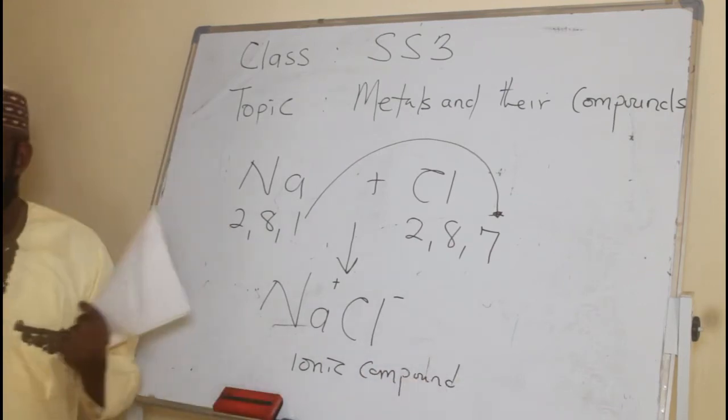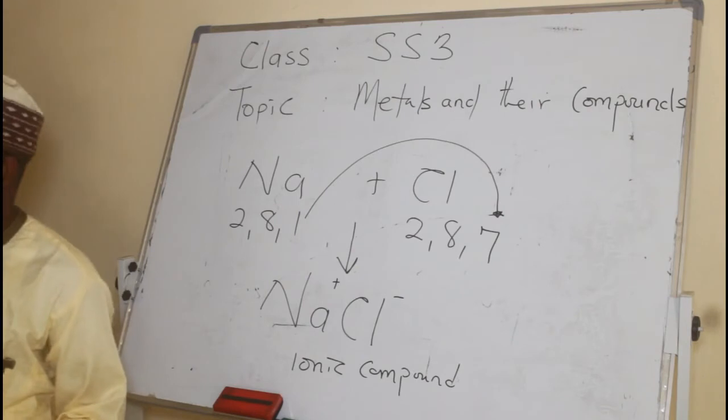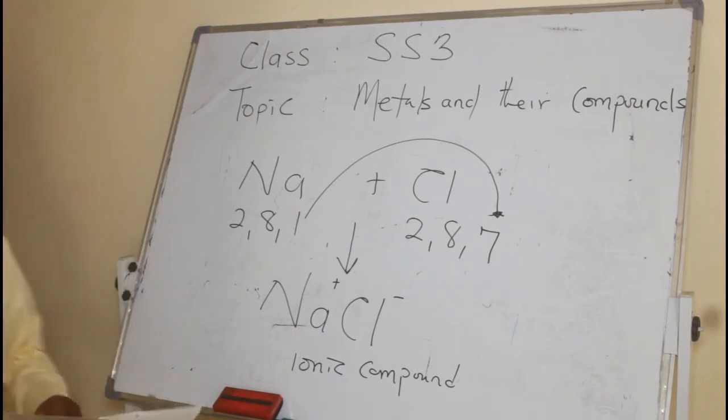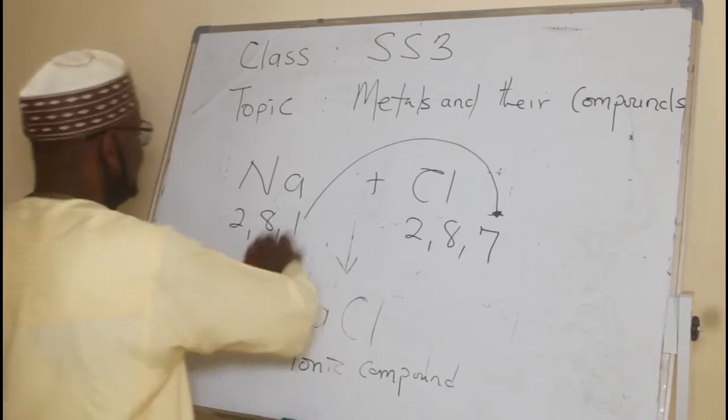So all metals react with non-metals to form ionic compounds. Are you following? Are you with me? And another point I would like to tell you is that metals and metals, they don't react, unlike non-metals. Some non-metals, many of them, do react. Let me cite an example.